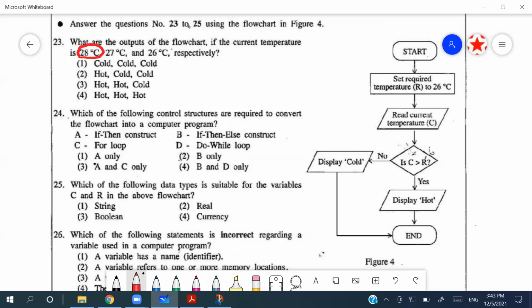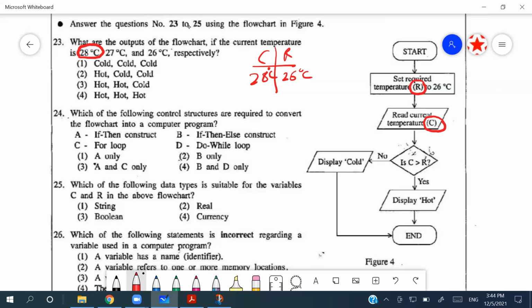Then, is C larger than R? So it says is C larger than R? So C means what? C means the temperature that we are taking. So if we track it, C is going to be 28 Celsius, right? According to the first input. Right, then R, this is what you call R, 26. Right, so the question is C larger than R?